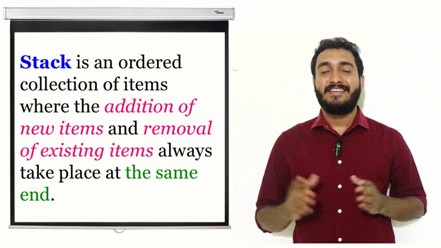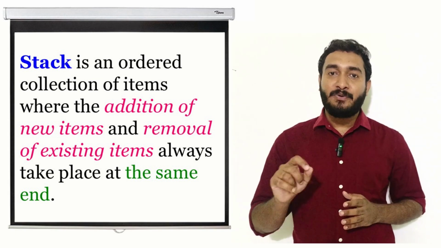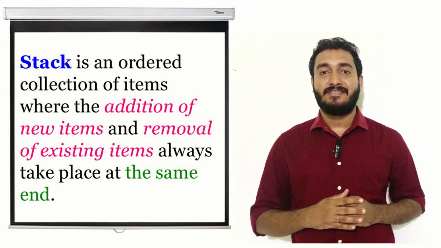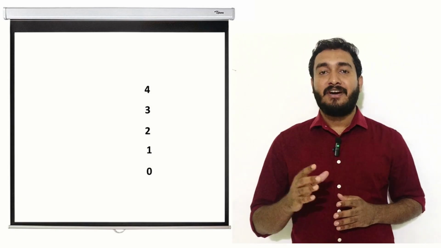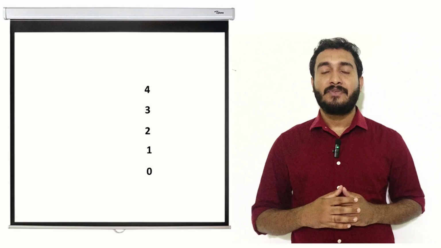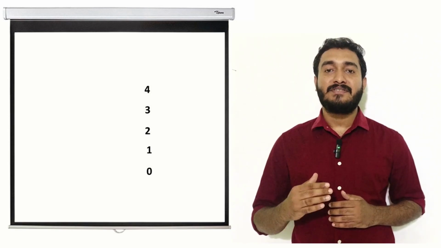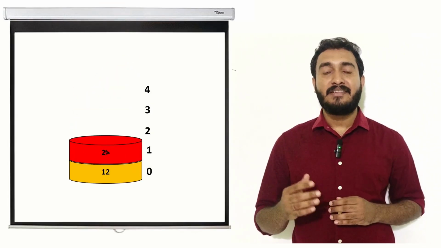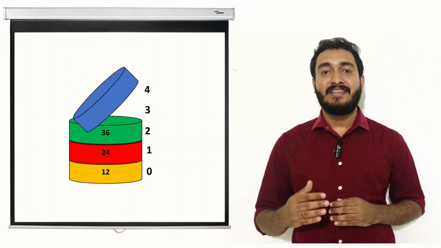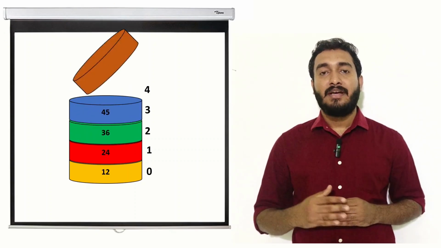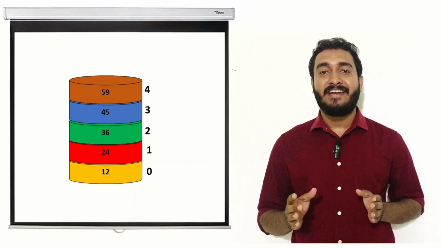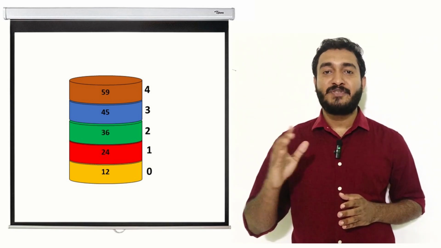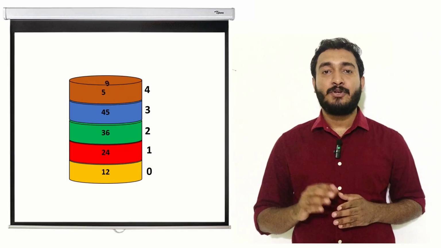So what is stack? The stack is an ordered collection of items into which elements are added and removed from the same end. You can look at the animation. There are different positions from 0 to 4. I am adding the element to this data structure one after another. The first element 12 is added at the position 0. The next element is added at the position 1 and so on. And the last element 59 is added at the position 4. So the element 59 is at the topmost position. That position is called as top.